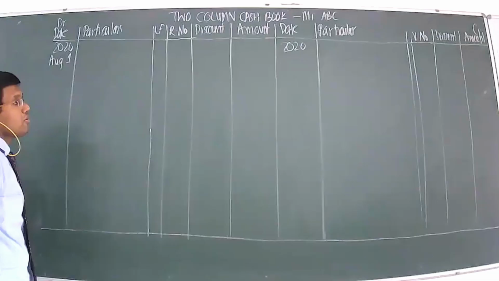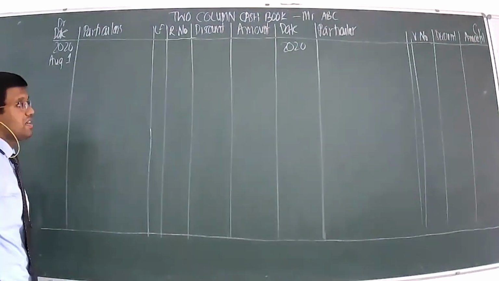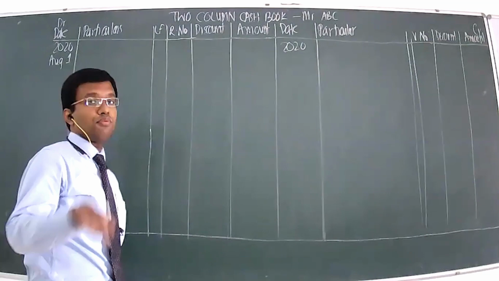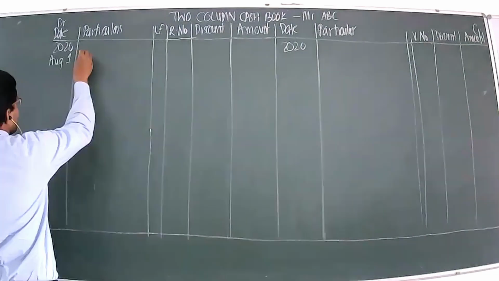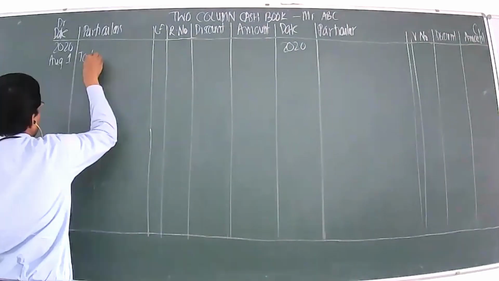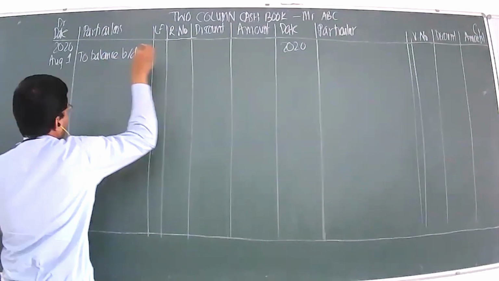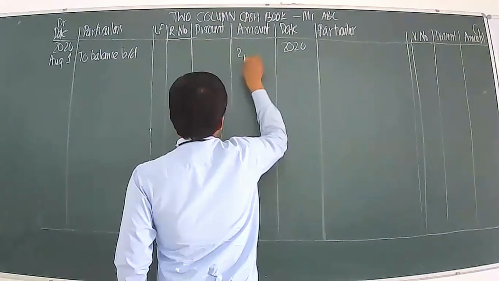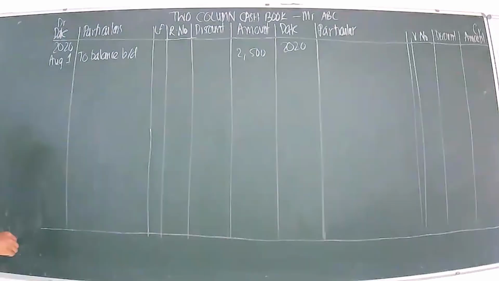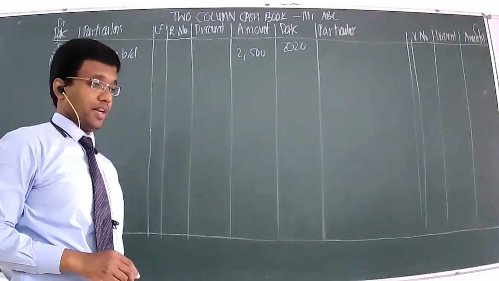Now, in the month of August, if you have a balance of 2,500 in your hand, remember, it is the balance that you're bringing down from the previous month. So here it will be To balance brought down, and then the amount is 2,500.